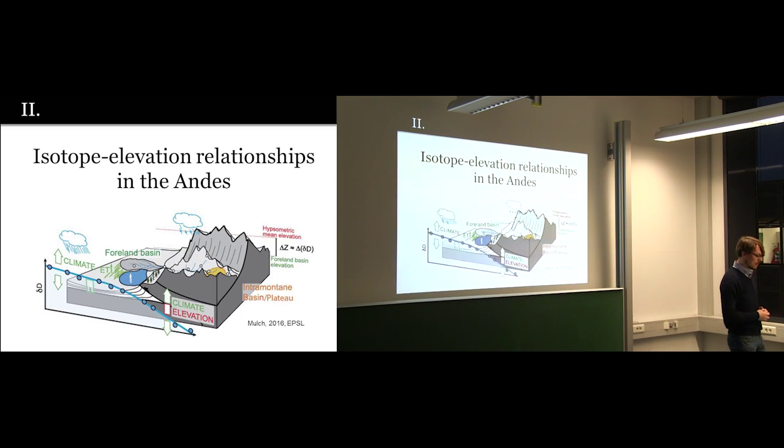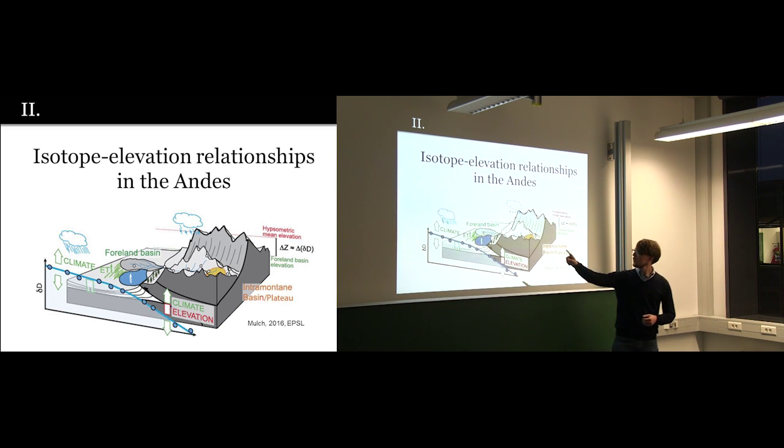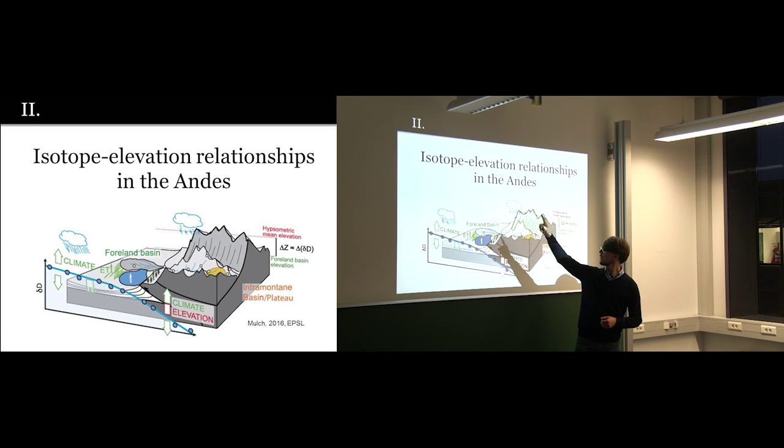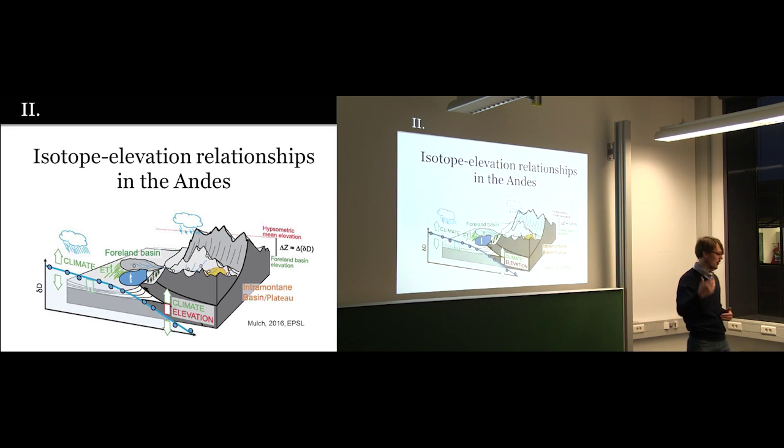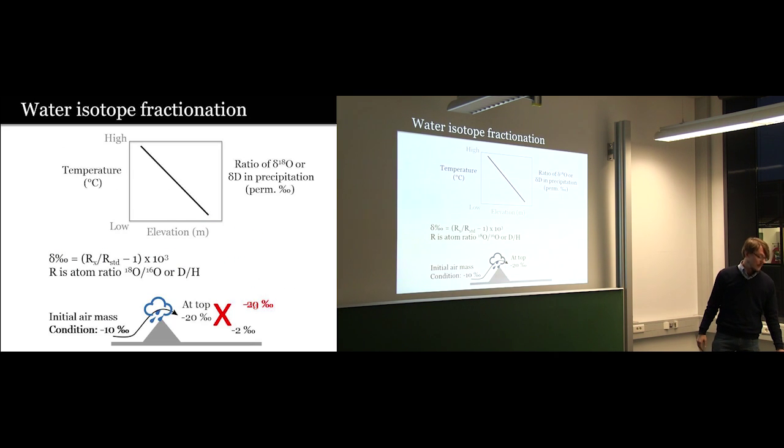So if we go now to the second part, this is the first case study where we looked at modern stable isotope distribution in the Andes. This means we sampled along the rivers at different elevations and looked at the isotopic composition. Ideally, we hope to get this kind of relationship where we get more depleted isotope values when you go higher up in elevation. Just to remind you, temperature goes down with elevation, so that's why the ratio of delta 18O or delta D should follow this kind of trend.